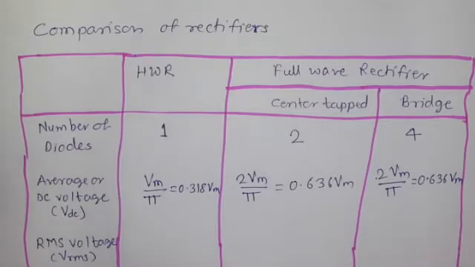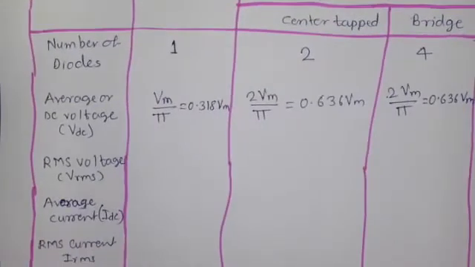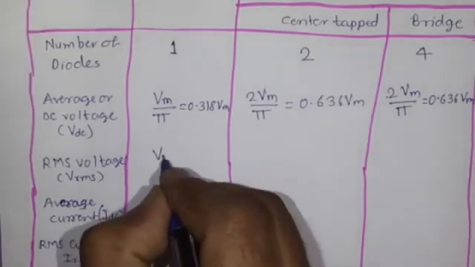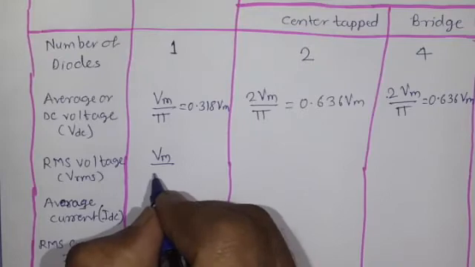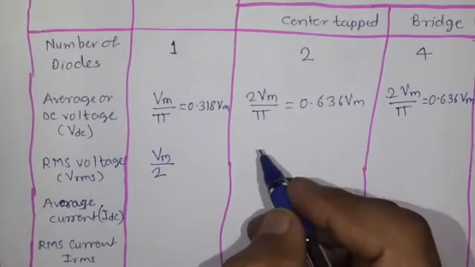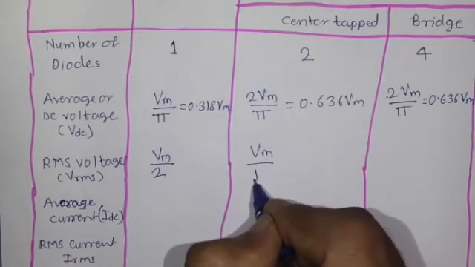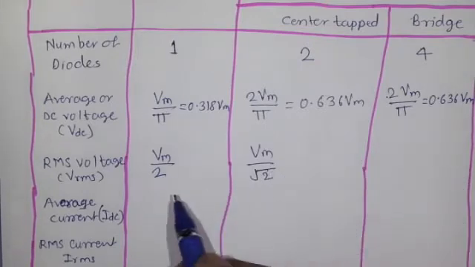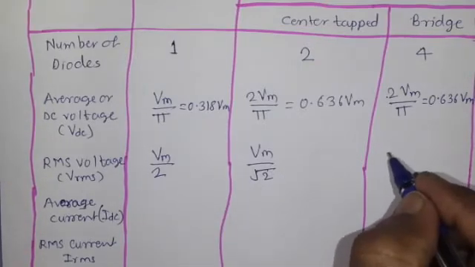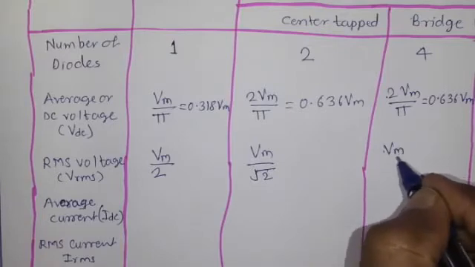Next thing that we have to measure is the RMS voltage. For the half wave rectifier, the value of RMS voltage is Vm upon 2. For the full wave rectifier, the value of RMS voltage is represented as Vm upon square root 2. This is the change we have to take care about, and here also the value should be the same.